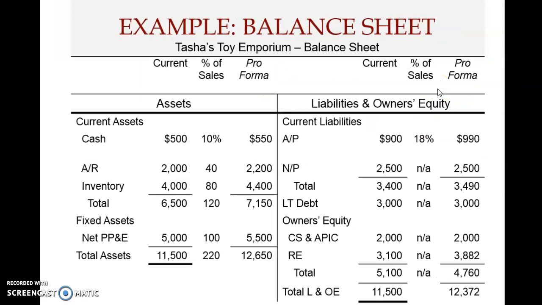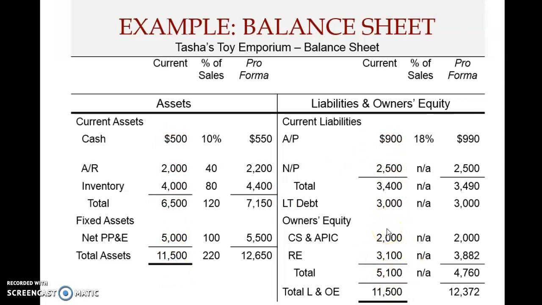We will come to that later. This is the balance sheet. The pro forma is already done here. We'll come back to these two columns later. But look at this column here. This is the current level of assets, and this is the current level of liabilities and equity.